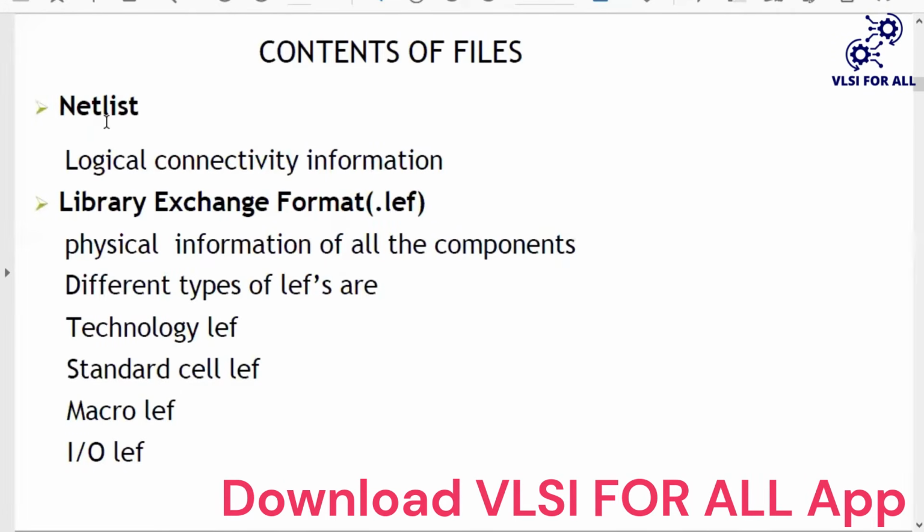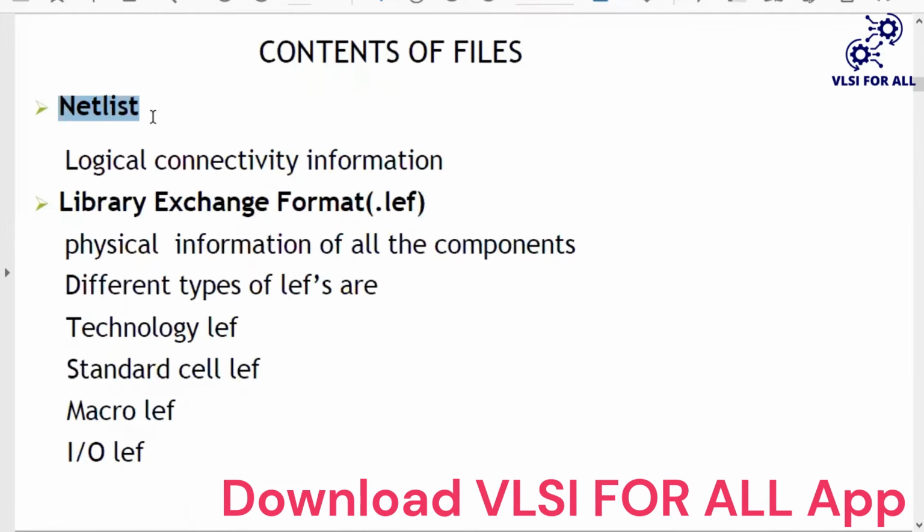First one is the netlist. Netlist is nothing but the logical connectivity of your design, standard cells and macros. It will be connecting logically, not physically. Only logical connection is there. Whatever logical info is in the gate level netlist, the same logical info will be applicable in our design also.